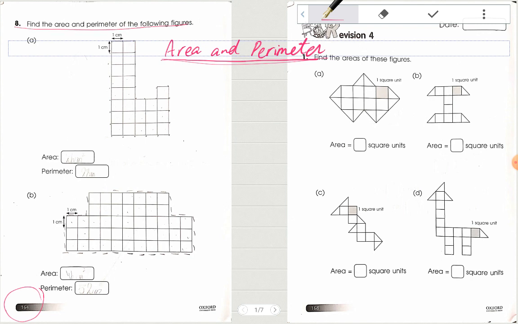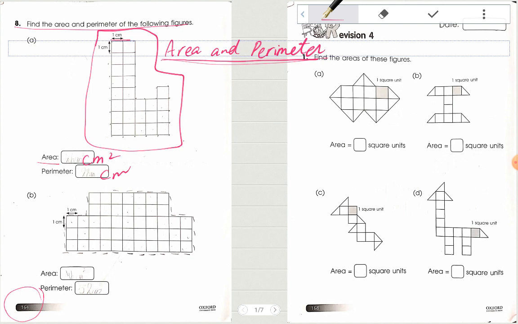As you already know, area is the number of squares of any figure and the perimeter is the outer side of the squares of any figure. Now you know the unit of area, that is centimeter square, and the unit of perimeter is only centimeter because they have given you centimeter for this figure.